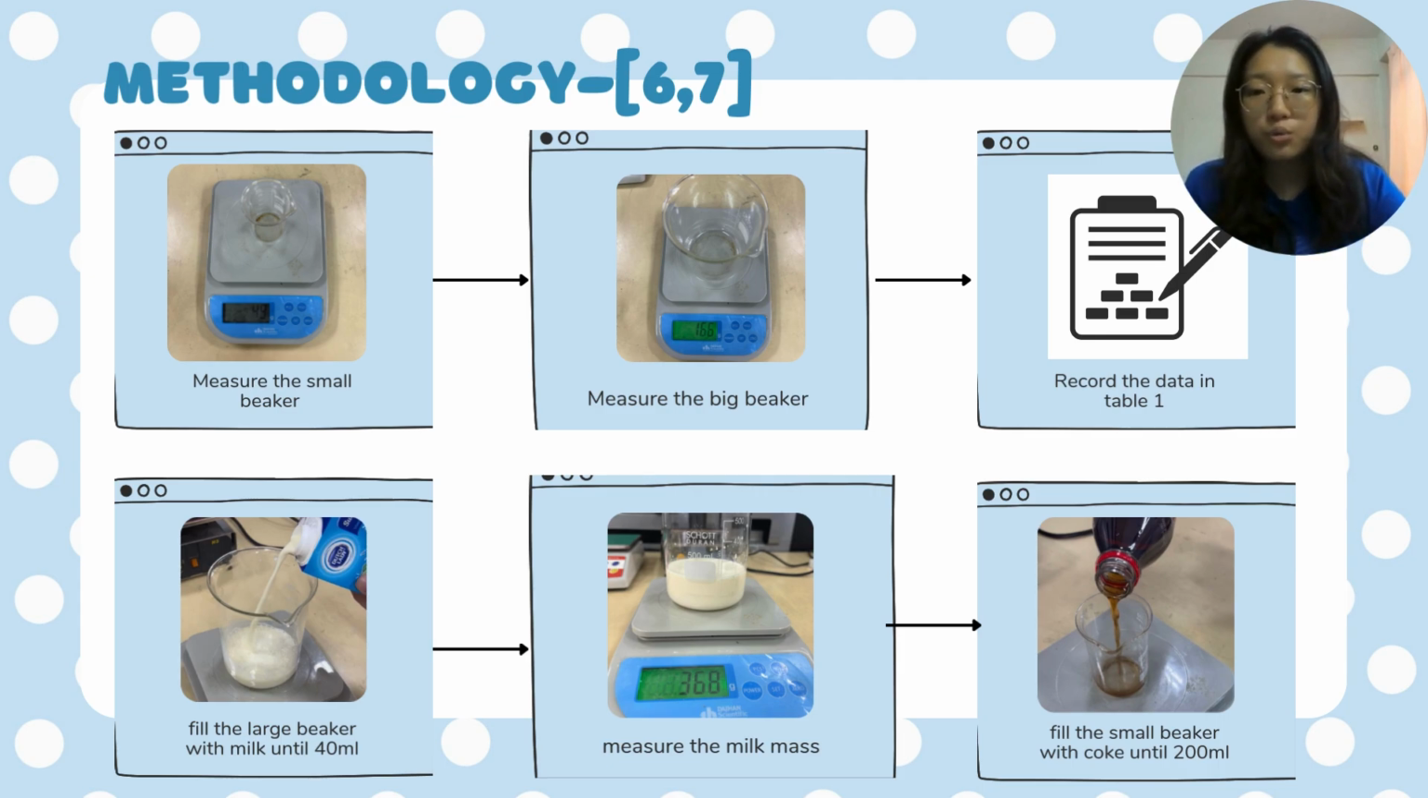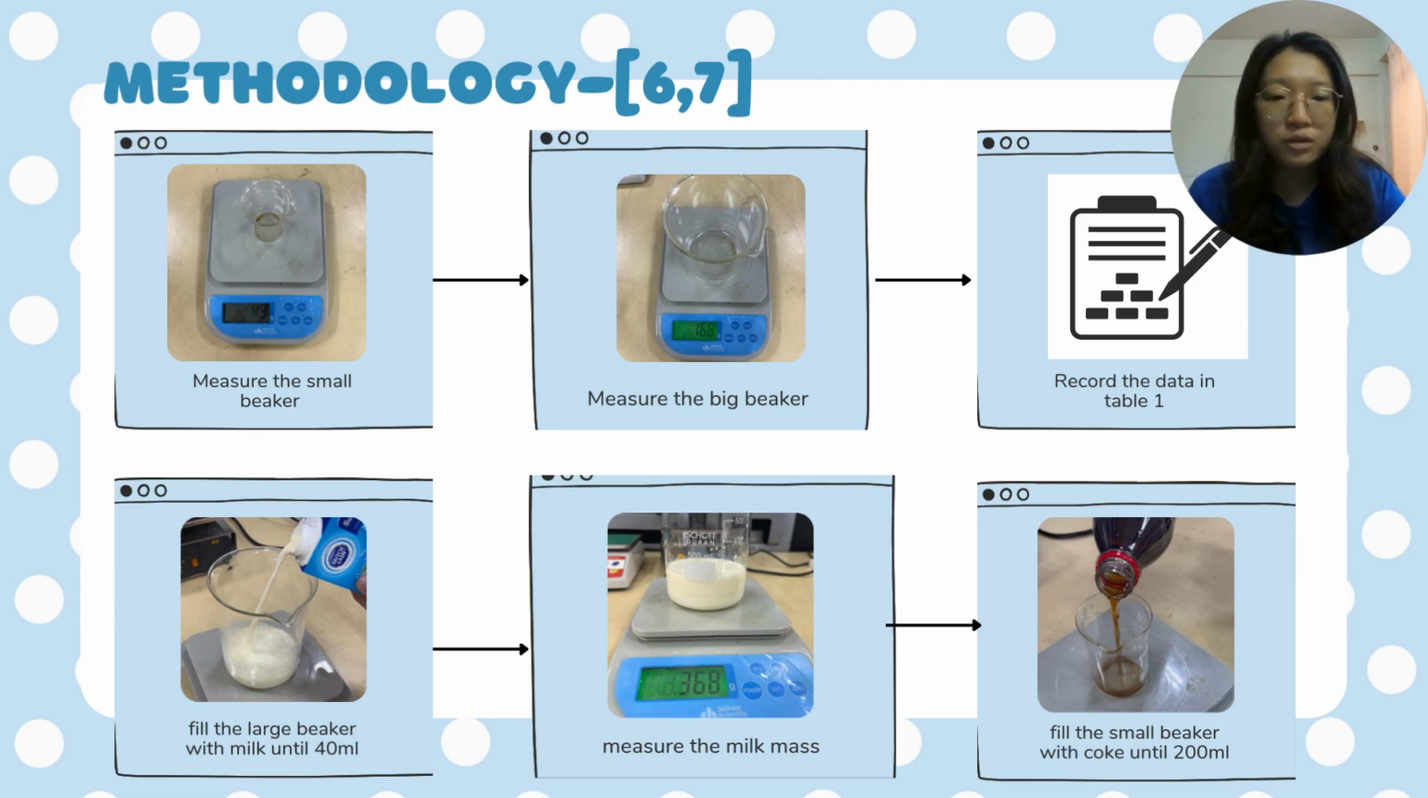For methodology, the first step is we must measure the small beaker by using this electric balance, and the second is to measure the big beaker. The third one is, when we have measured the small beaker and the big beaker, we record the data in table 1. After that, we fill the large beaker with the milk until 14 ml, and then we measure the mass of the milk by using this electric balance.